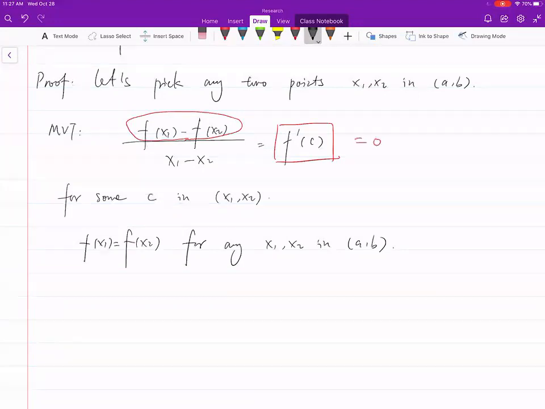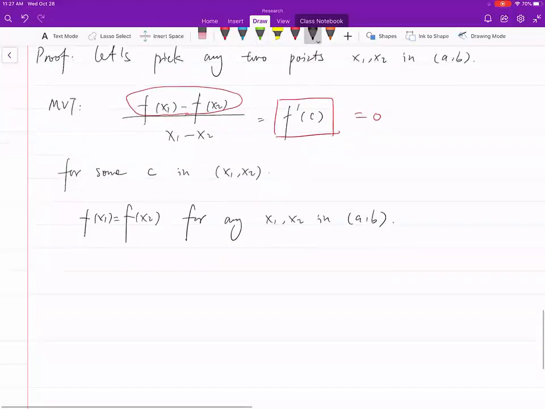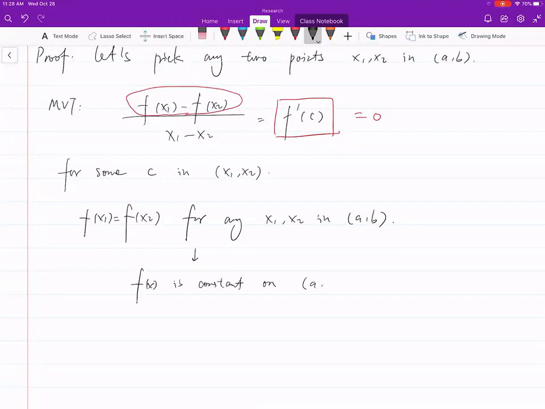But what does it mean? You pick any 2 points, they have the same value. That means the function is constant. No matter which 2 points you pick, you always get 3. Then the whole function is 3. Sounds good?